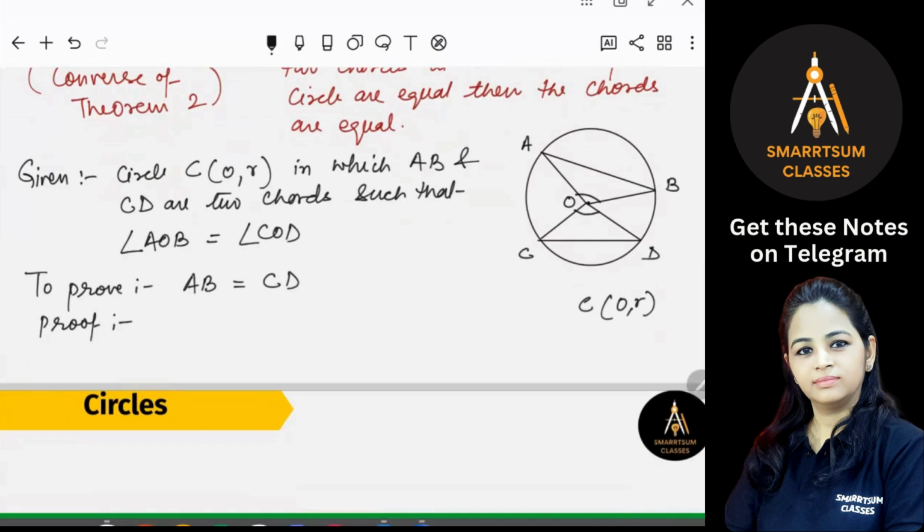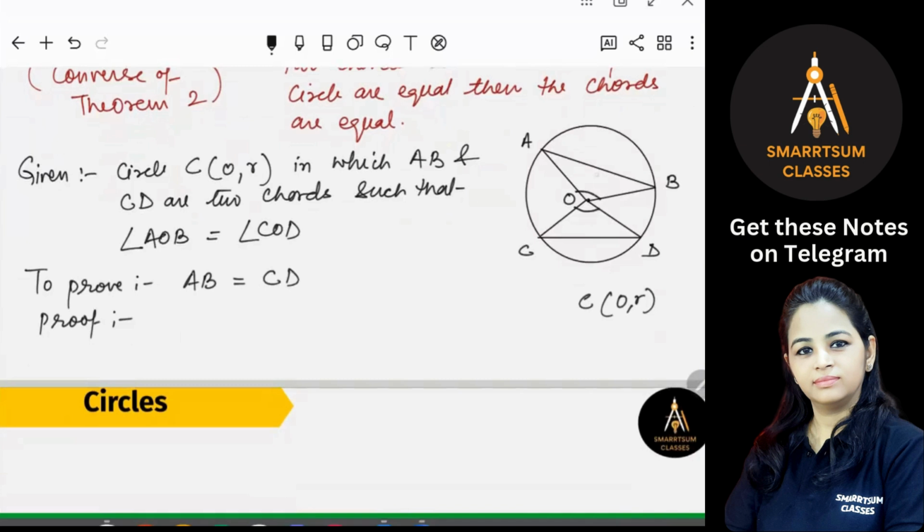Now, if you can see this diagram, we have two triangles here, triangle AOB and triangle COD. These are the two triangles within the circle, formed by these chords and the radii. Now, if we prove that these two triangles are congruent to each other, then we can easily prove that AB is equal to CD by CPCT. So we are going to do the same thing here.